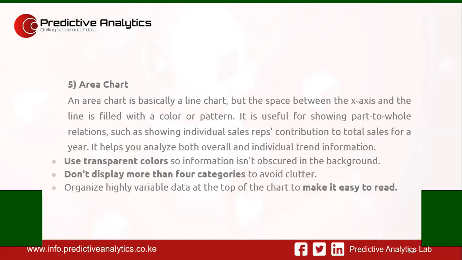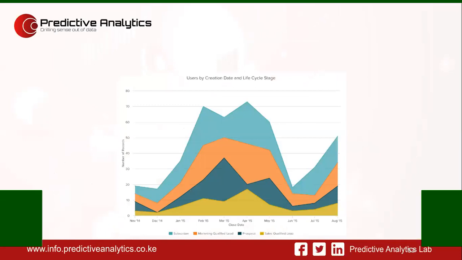So best practices when doing an area chart. Use transparent colors so that information isn't obscured in the background. Don't display more than 4 categories to avoid clutter. Organize highly variable data at the top of the chart to make it easy to read. So this is an example of an area chart. As you can see, it's actually a line chart, but with the areas filled.